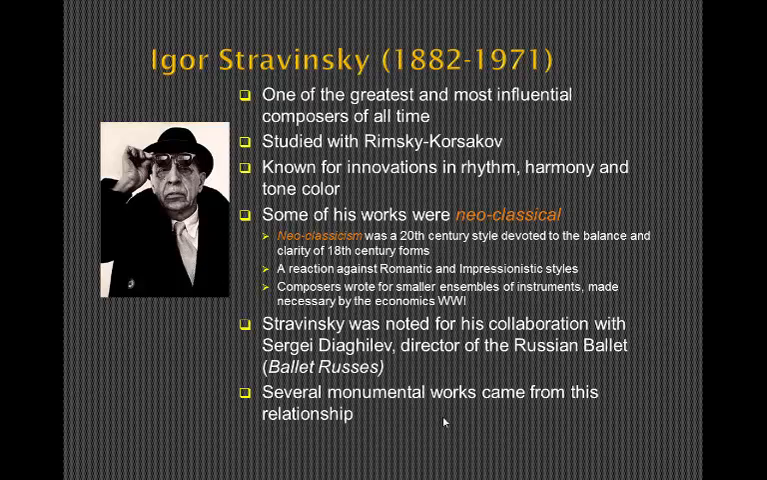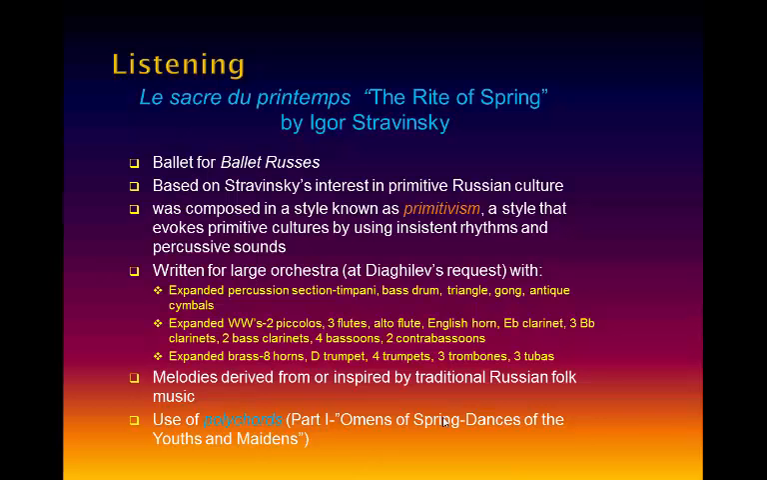Stravinsky essentially wrote 3 scores for the Ballet Russe, as it was known: The Firebird, Petrushka, and The Rite of Spring. The Rite of Spring was a monumental work that Stravinsky began cultivating in 1910. It was intended to evoke primitive Russian culture, and because of the insistent rhythms and heavy use of percussion, it now falls under the category of primitivism.